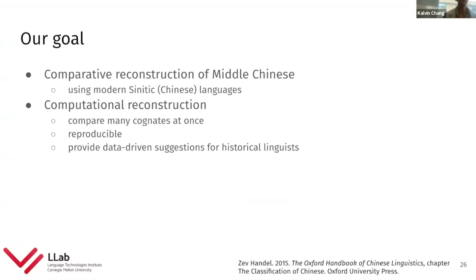This is because it's very painstakingly laborious for a linguist to perform the comparative method and try to remember all the possible cognates in the language. Whereas with a computer, it's pretty simple to process many cognates at once. Another issue is that different linguists will often arrive at different reconstructions. If we use a computational model, then our reconstruction becomes reproducible by anyone who wants to run our code. And finally, our goal is not to replace the linguist, but rather to provide data-driven suggestions for a historical linguist as they're performing a reconstruction.